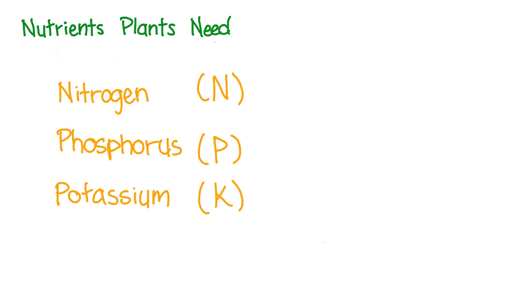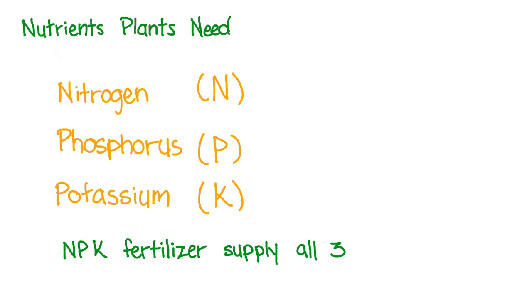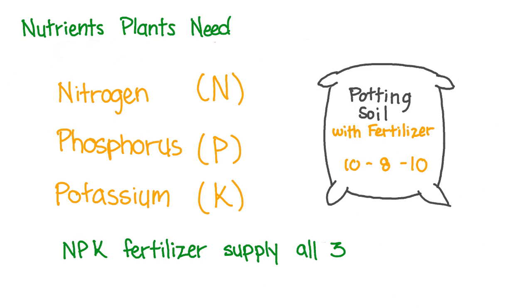Since the atomic symbol for nitrogen is N, the atomic symbol for phosphorus is P, and the atomic symbol for potassium is K, fertilizers that supply all three of these elements are called NPK fertilizers, although not all fertilizers supply all three of these elements. If you're ever at a gardening store and you happen to see a bag of fertilizer or potting soil that contains fertilizer, you might notice that there's three numbers separated by dashes at the bottom of the bag. These numbers tell you the relative amounts of nitrogen, phosphorus, and potassium that are found in the fertilizer.